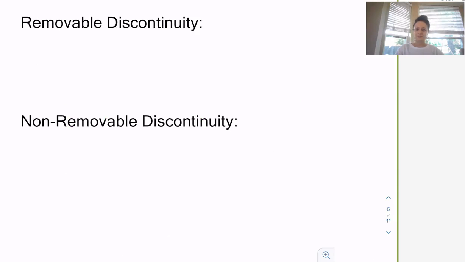So we've got two types of discontinuities. On your paper, I'd like for you to write removable discontinuity and non-removable discontinuity. And we can classify them in these two main branches, okay? The removable discontinuity, for mathematicians, is the least aggressive kind of discontinuity. So for a removable discontinuity at x equals c, the limit as x approaches c still exists.